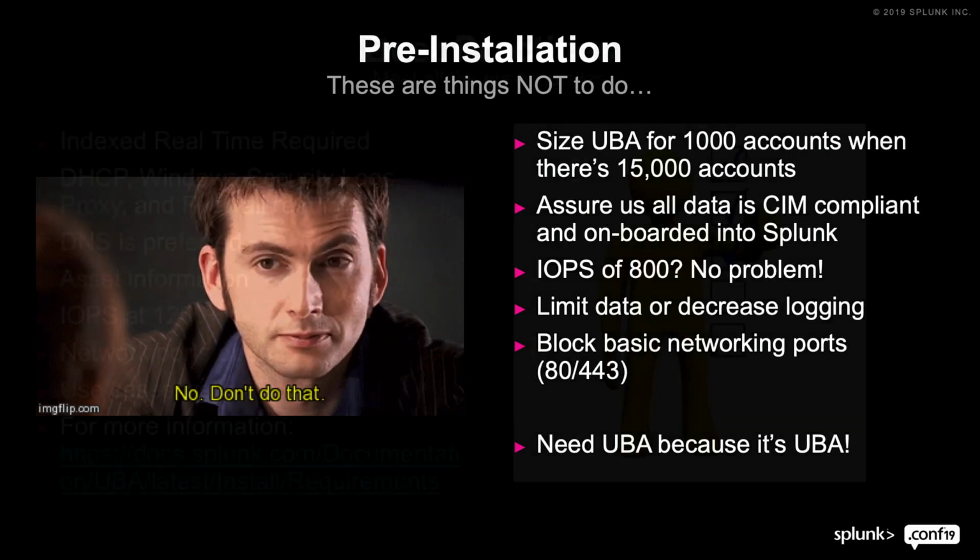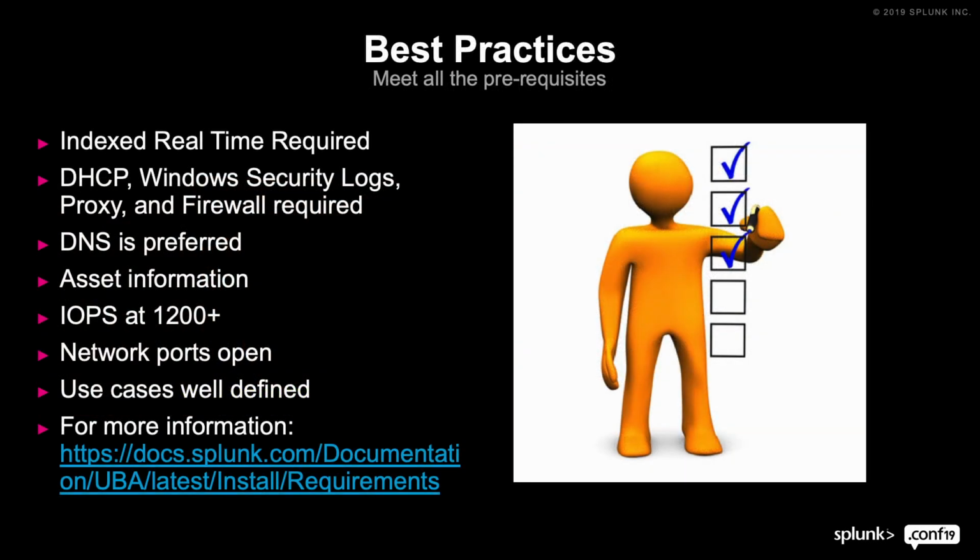So this is best practices against those worst practices. Index real-time is required. DHCP, Windows security event logs, proxy, and firewall are required. DNS is highly recommended. Can you see me winking? DNS is highly recommended. I can't say it's required because product management is here.